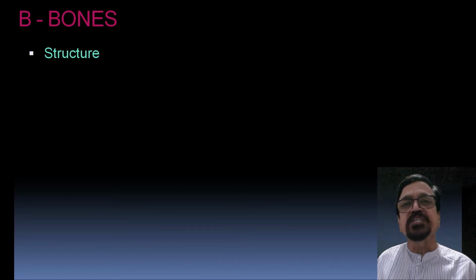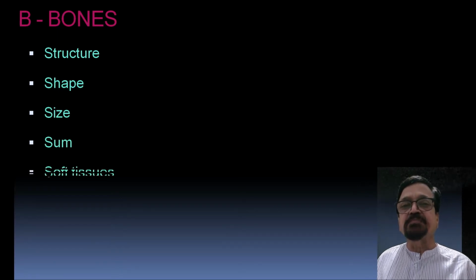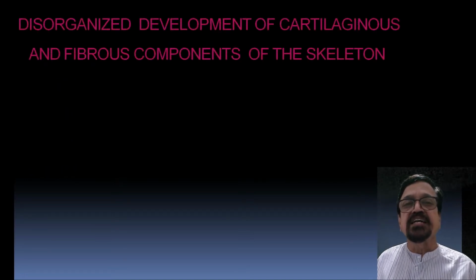Now we come to B, which is bone. What we see in the bones is the structure, shape and size. Then again you have to sum up the findings. Soft tissues also we have to see in addition to bone, because many changes of the bone are associated with soft tissue changes. So these things need to be summarized. Now, disorganized development of the cartilaginous and fibrous components of the skeleton is again an important clue as to what type of dysplasia we are dealing with.